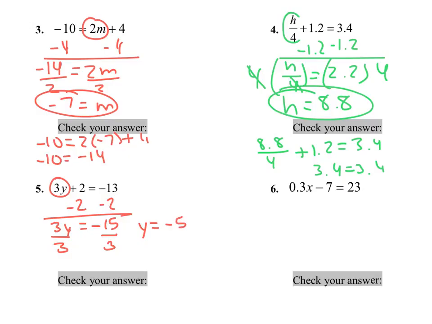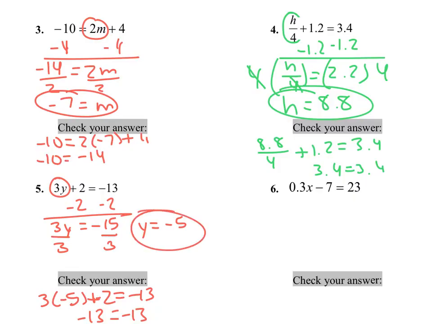Let's check it and make sure. So we've got 3 times negative 5 plus 2 equals negative 13. 3 times negative 5 is negative 15. Negative 15 plus 2 is negative 13. Does negative 13 equal negative 13? Yes, it does. So that solution checks.